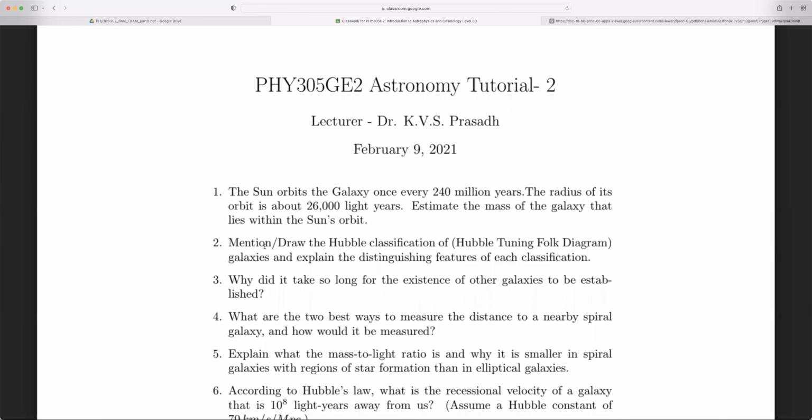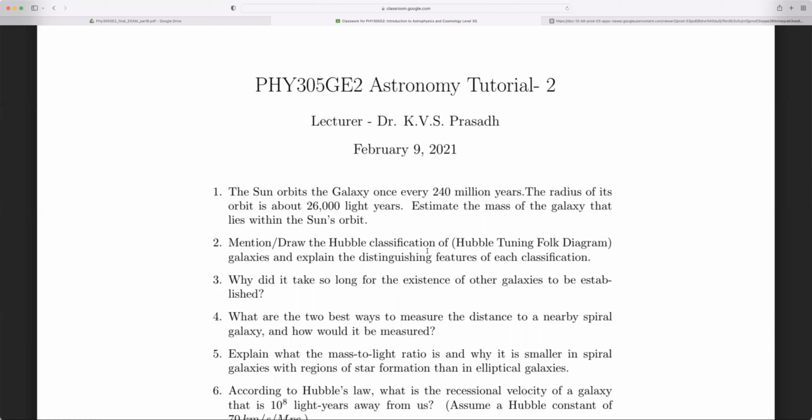And then there is a question about drawing the Hubble classification of galaxies and explaining the distinguishing features of each classification. This is something I have not discussed in the class itself, but if you go to the last section about galaxies, there is a recorded video that explains this classification system very completely, and you should get a good idea about that, right?